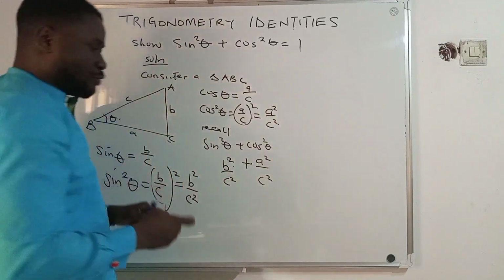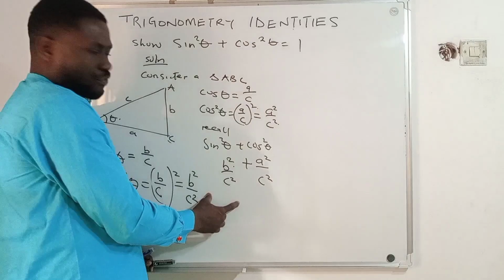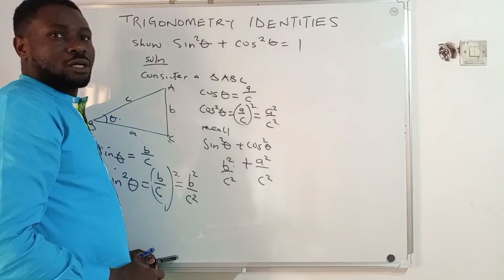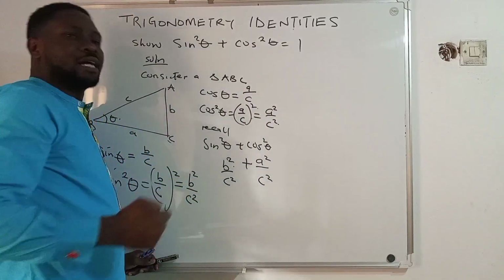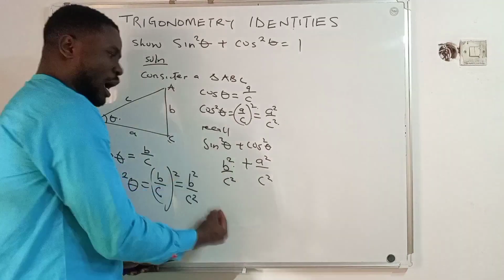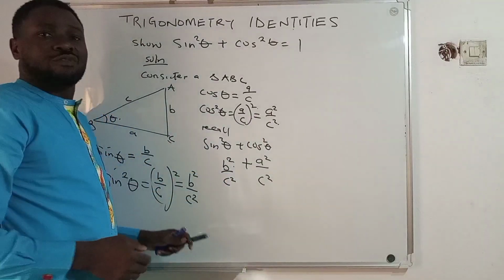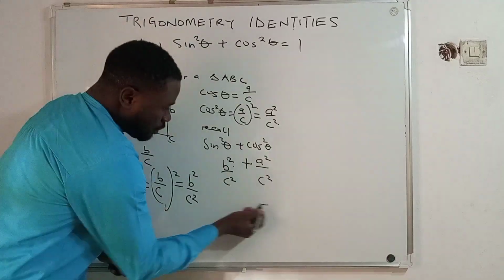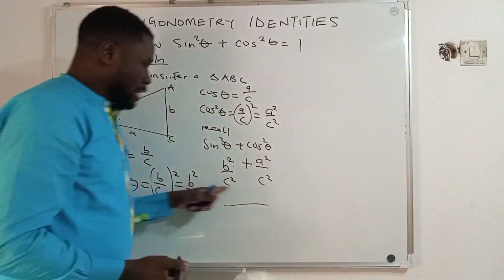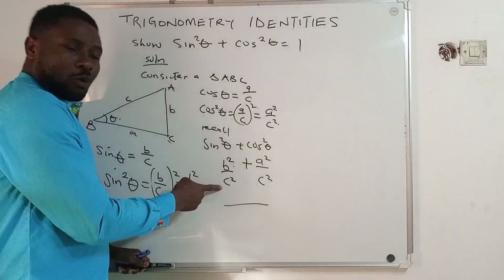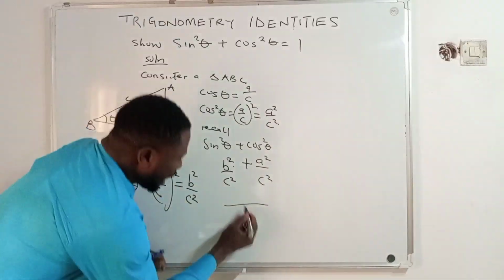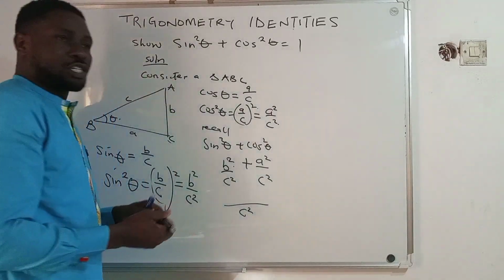You can see that we have two fractions. This is the first fraction and this is the second fraction. At this point, we have to look for the LCM. Remember, in mathematics, once you have two fractions separated by a plus or minus sign, what you're going to do is to find the LCM. The LCM will be, of course, the lowest common multiple. And so that has to be small letter c, which is c squared.